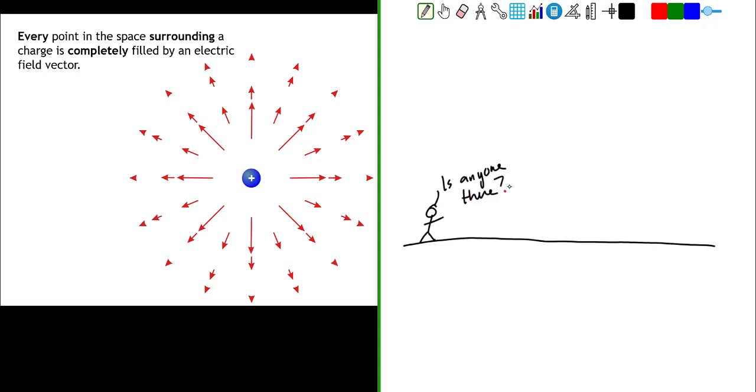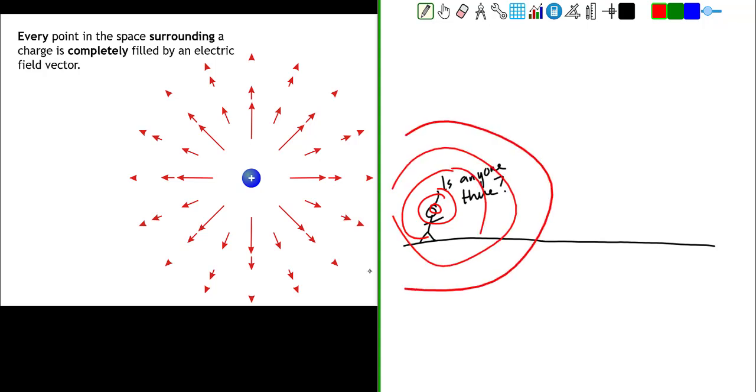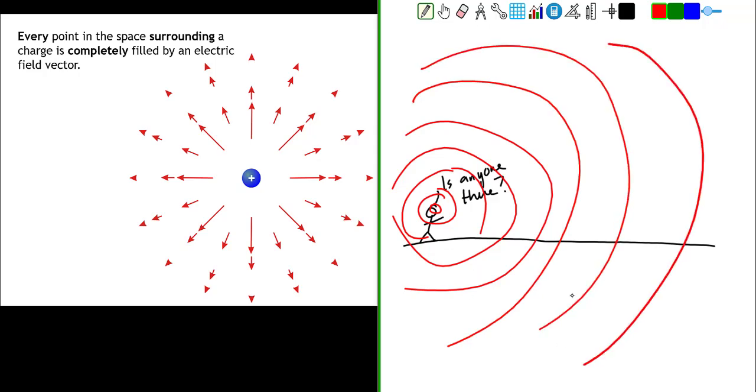Now, because you yell it, that message spreads out in space. And it keeps spreading out. And that message goes on. And even though the message might be getting fainter the farther away it goes, it's still out there. Hey, is anyone there? And now you're waiting for a response. You're listening.